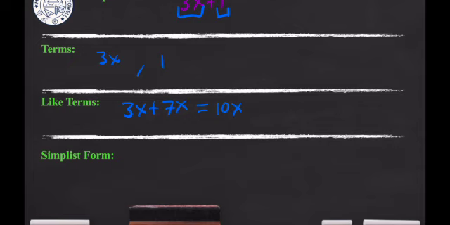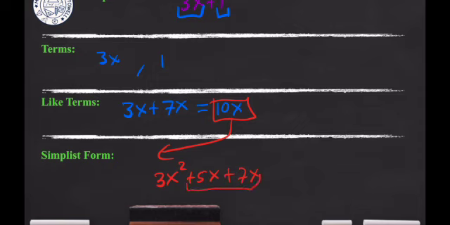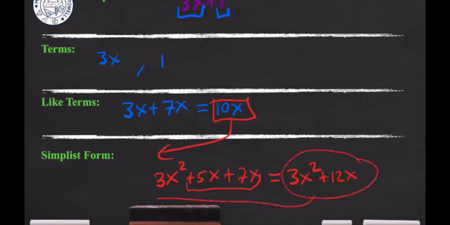Simplest form. Simplest form is whenever we have no more like terms. So simplest form of the example we did up here is 10x. That is simplest form because there are no other like terms in that expression. Another example of this, if we have 3x squared plus 5x plus 7x, that's not in simplest form because 5x and 7x have the same variable raised to the same power. So simplest form of this new example is 3x squared plus 12x. This would be simplest form of that expression.